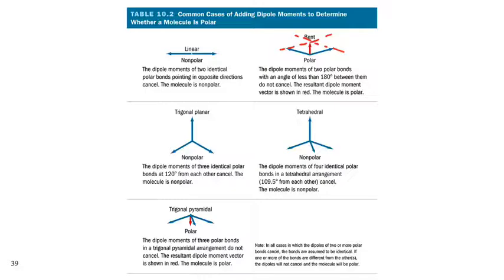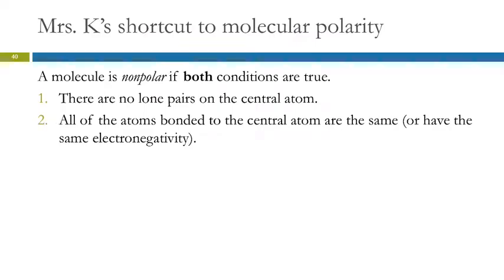Okay, now that we've covered how it really is, here's my shortcut. A molecule is nonpolar if both of these conditions are true. There are no lone pairs on the central atom, and all the atoms bonded to the central atom are the same, or they have the same electronegativity. Usually what we'll see is they're either the same or they are different and do not have the same electronegativity. So any questions about that?